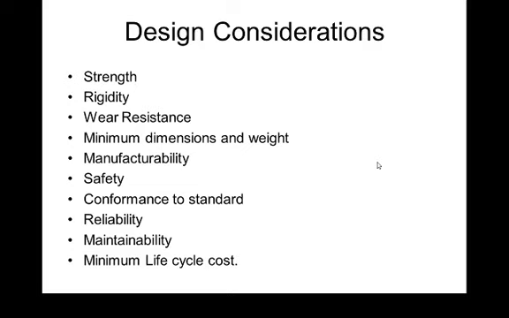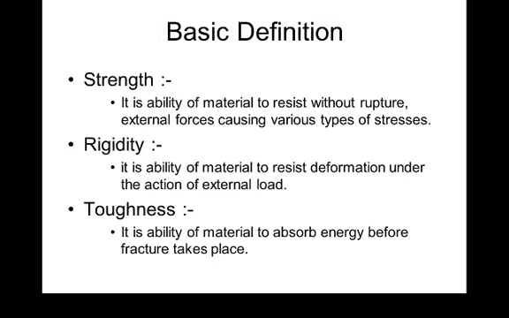Now the next step of our design is design considerations. There are different design considerations, like strength, rigidity, wear resistance, friction resistance, minimum dimensions and weight, manufacturability, safety, then minimum cost, life cycle cost, and reliability, maintainability. Some other design considerations are there. Let us see one by one. First one, strength. Strength is a material property. What is strength? It is the ability of the material to resist, without rupture, the external forces causing various types of stresses. That is strength.